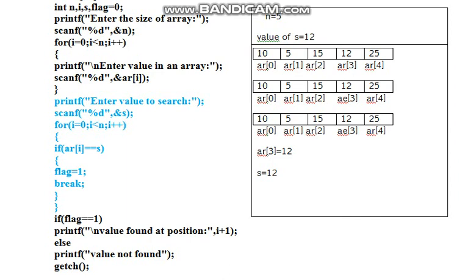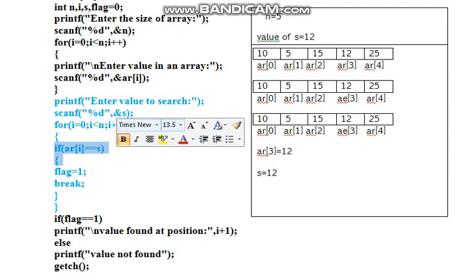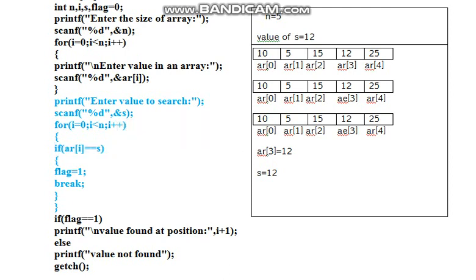In the previous 3 iterations, the condition was not satisfied, so we had to go again to the loop. But now arr[i] at index 3 is 12 and the s value is 12. The condition is satisfied, so we can go further. Flag is equal to 1 means the loop will be stopped. Flag was 0; we have taken a variable and now its value is 1. It is used to stop the loop.